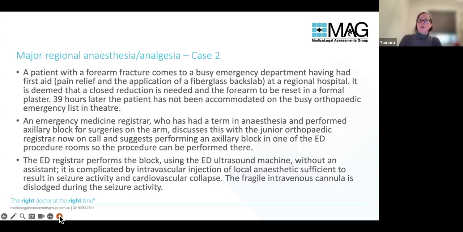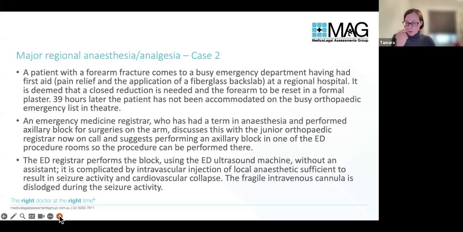The registrar, orthopaedic registrar, sees them in the emergency department and says they need a manipulation under anaesthetic or a closed reduction, which is just fiddling with that bone or bones so that they're better aligned and they can be formally plastered up to heal properly. We wait, the patient is fasted and fed because they keep getting bumped because more significant trauma comes and goes to theatre in front of them.